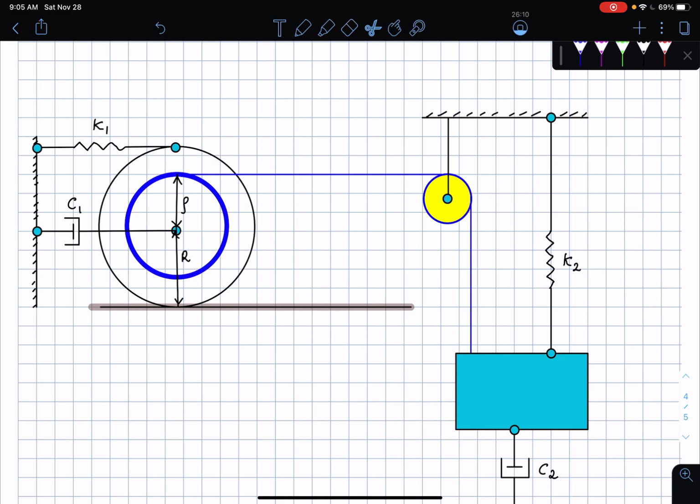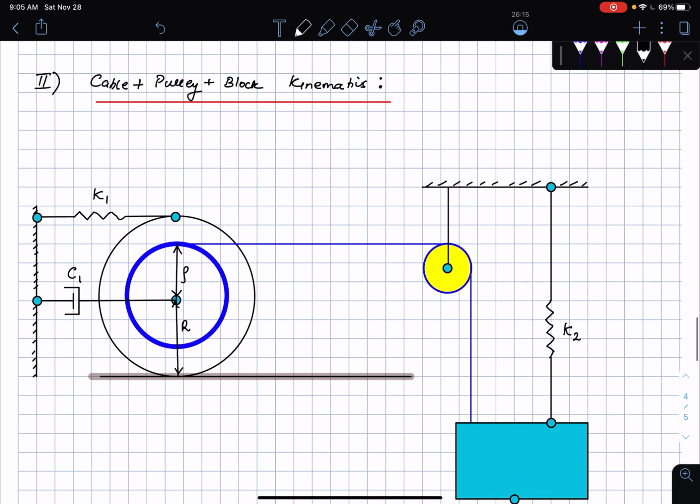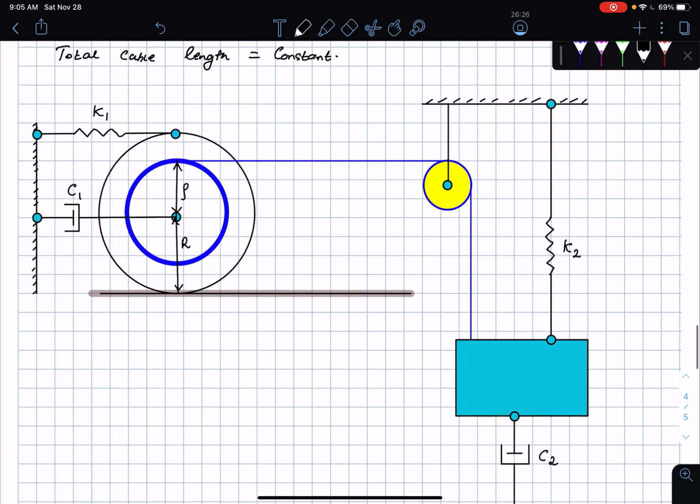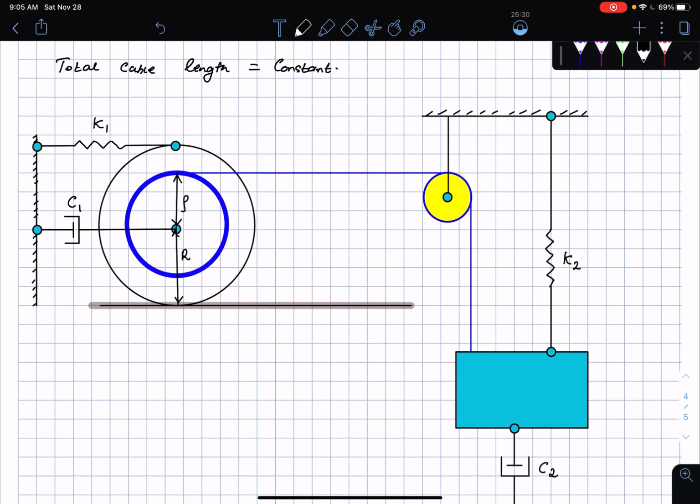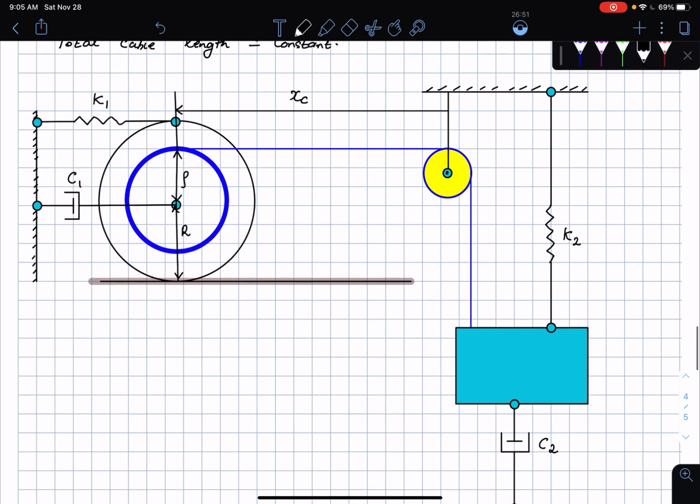Okay, so what do I do here? So in this situation, the fundamental idea is that the length of the cable is a constant. Okay, so total cable length is equal to a constant. And if I look at it this way, then here are the things that I can do. So I set up an origin here. Okay, so this point here is my origin, and from that point I measure the distance by which the cable is situated here. So let me call this X cable. Okay, and that's the location of X cable, and then from there the block as well.